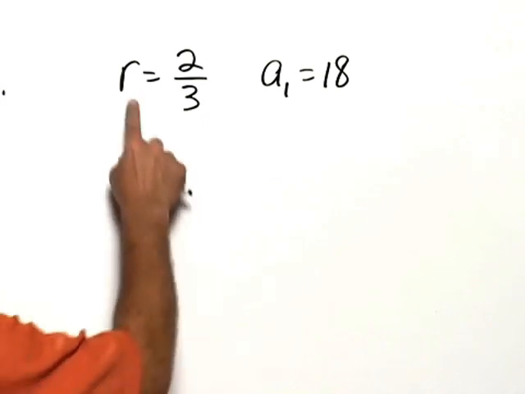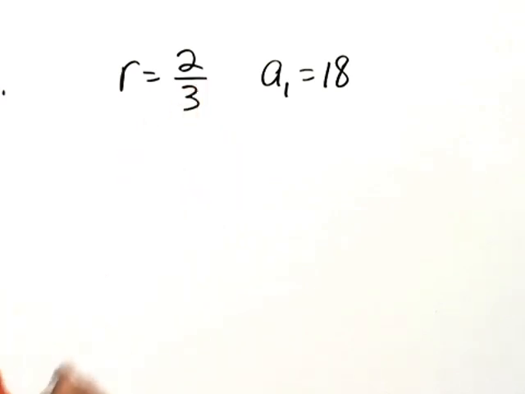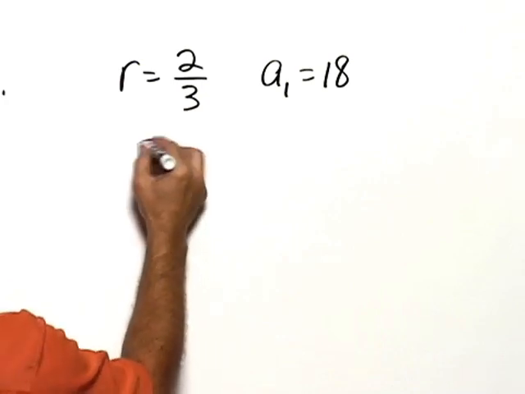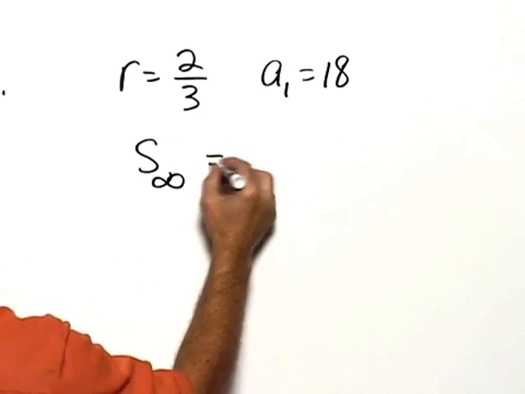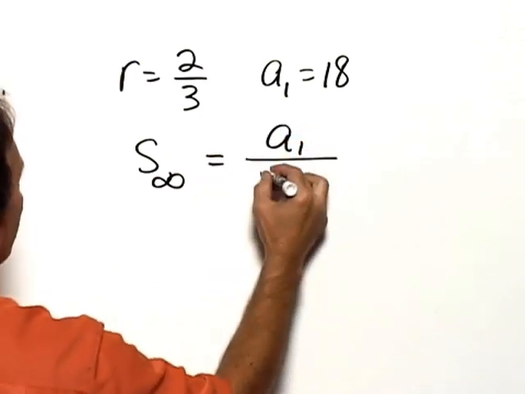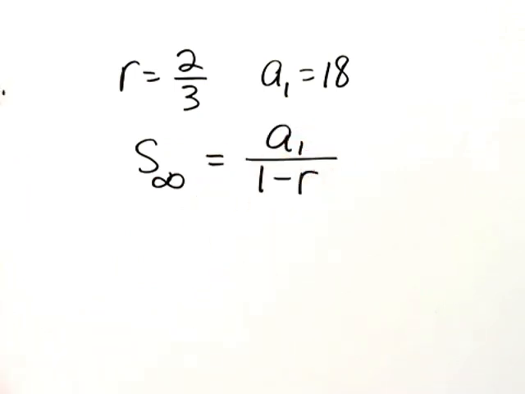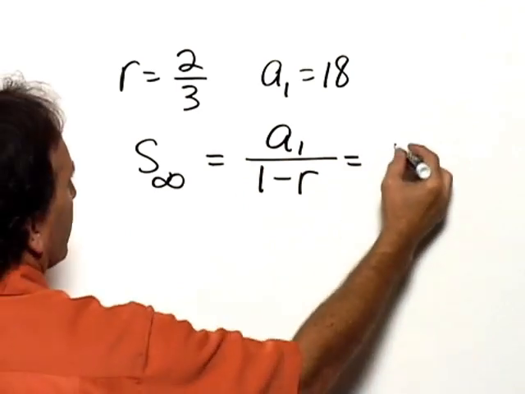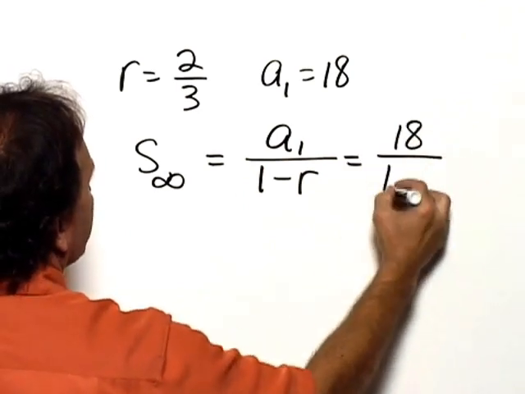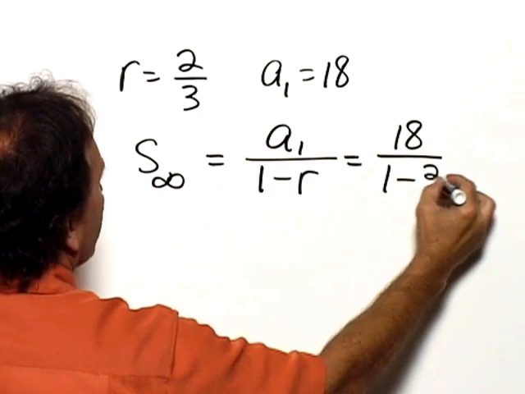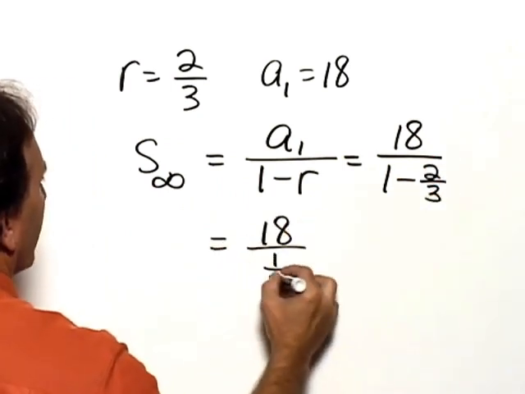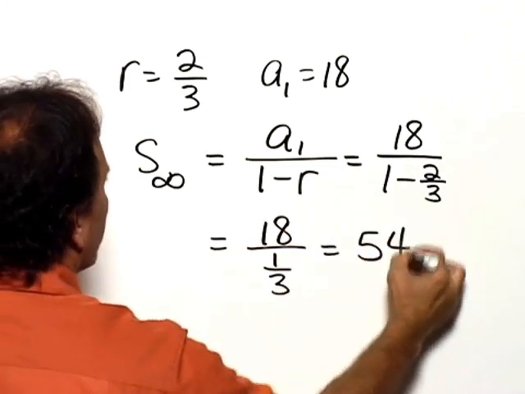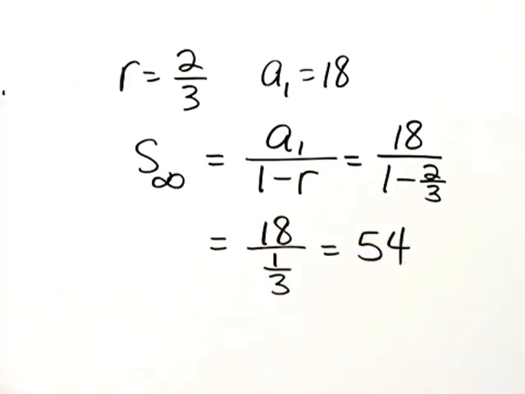Well, first of all, since R is 2/3, which is less than 1, that means the limit exists. What we're interested in then is the sum sub infinity, which is equal to A sub 1 divided by 1 minus R. So in our particular example, it would be 18 divided by 1 minus 2/3. That's equal to 18 divided by 1/3, which is equal to 54.